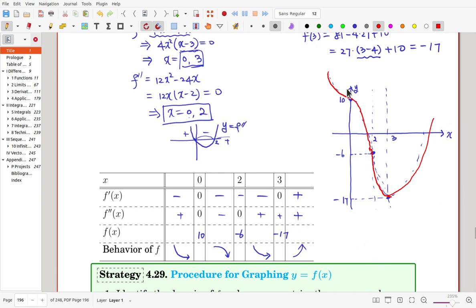And we know that at the point the concavity changed, so that is an inflection point. Here we have again concave down and concave up, so that is another point of inflection. Okay?